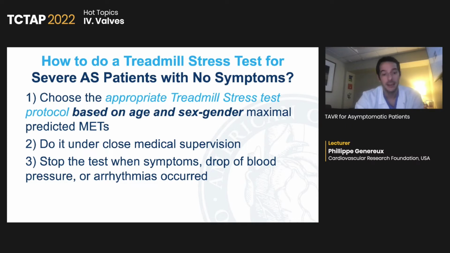So we have some guidance from a prior publication on the appropriate predicted METs for age and gender. It's always important to do it under close medical supervision. It's not a screening treadmill for coronary disease. For asymptomatic patients, there's a clear obstructive lesion at the valve level, and you stop the test, obviously, as soon as there's symptom, drop of blood pressure or arrhythmia.